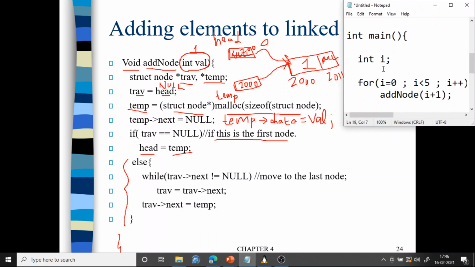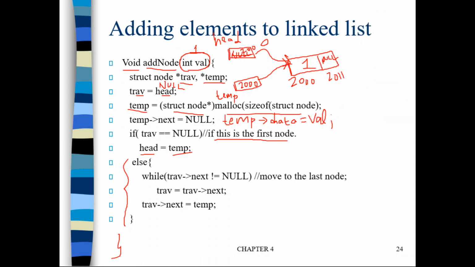So let us assume the second iteration. What will the i value be? The i value will be 1, i plus 1 will be 2. So in the second iteration, the same function will be called with 2 as the value. Now we also do all these things. Traverse is equal to head. Now what is head? Head is 2000. So traverse also will be 2000. We have two pointers: traverse is another pointer, and traverse is equal to head.